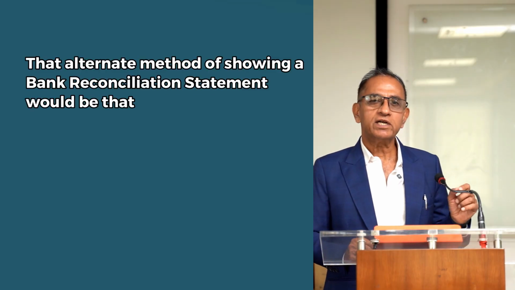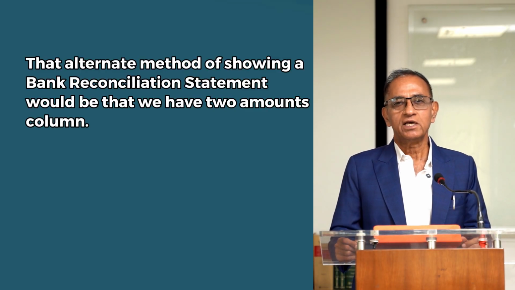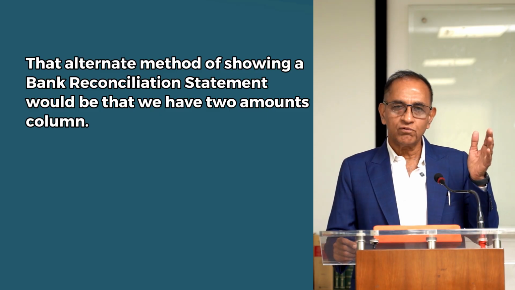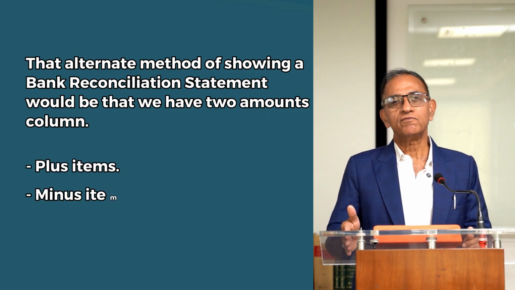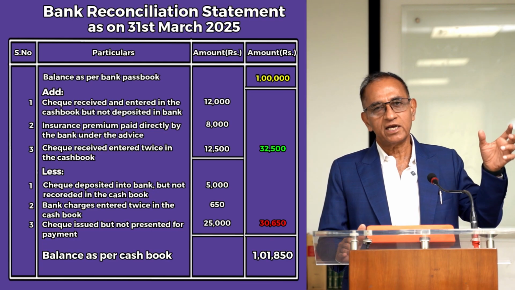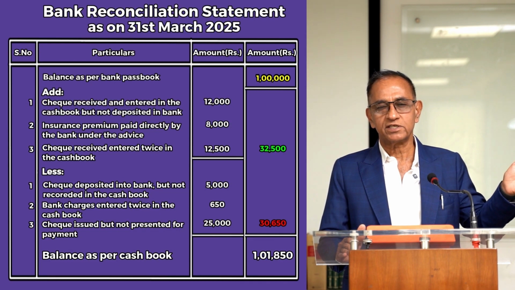अब वो different manner क्या है, alternate क्या है? That alternate method of showing a bank reconciliation statement would be that we have two amounts columns. One is we term it as plus items. The second amount column we term it as minus items. और उन items को, like we had seen in example 7E session में, the example which we had followed, we are following the same example. The earlier bank reconciliation statement is something like this, which we prepared in session 7E.